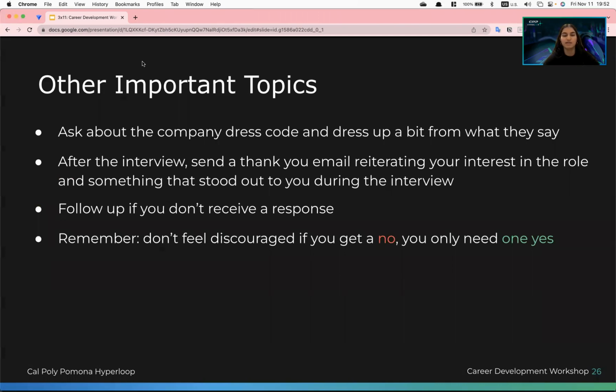If you can do that in an email or a screening call, if it's an in-person interview. Otherwise, just go for formal. Then after the interview, make sure you're sending a thank you email reiterating your interest in the role.